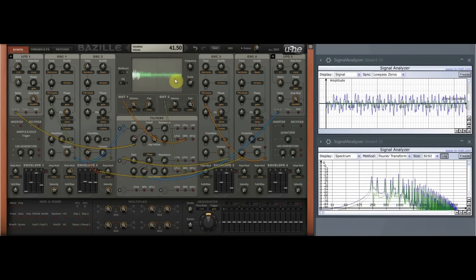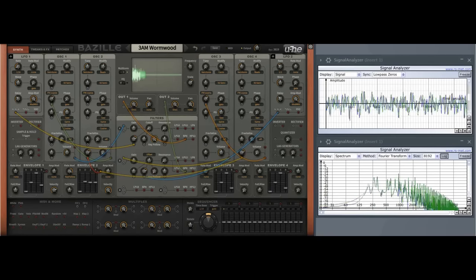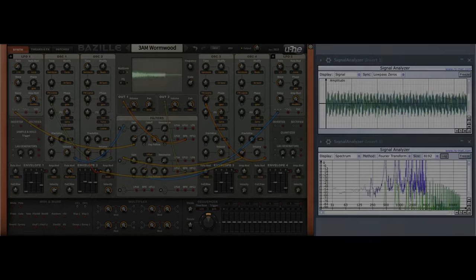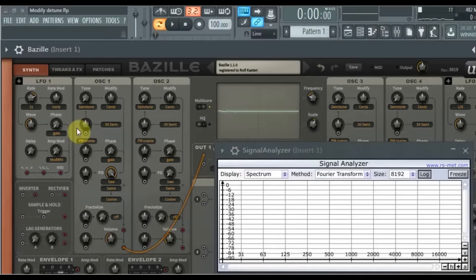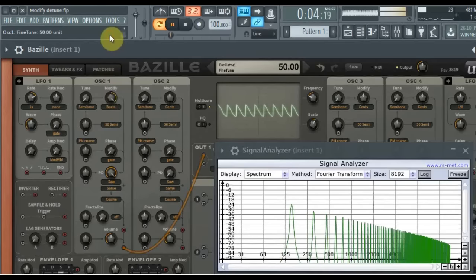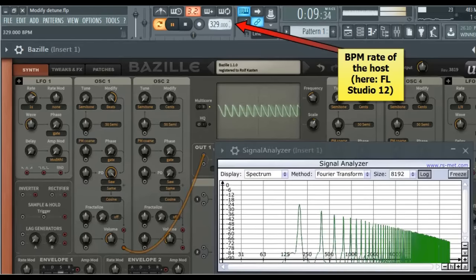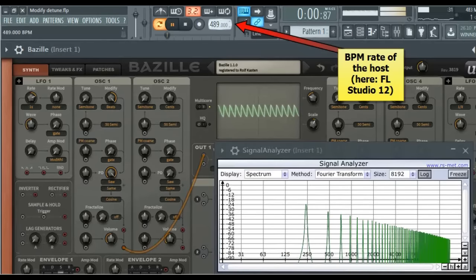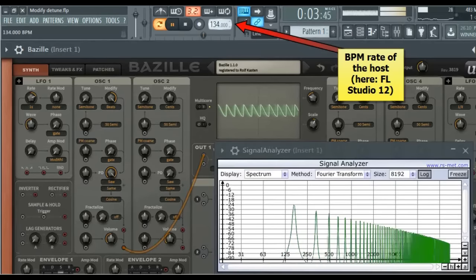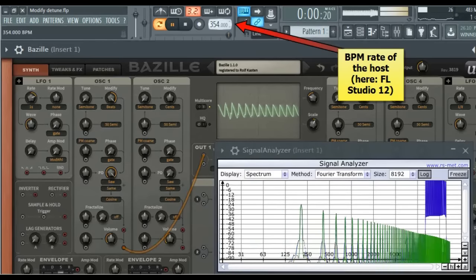The patch is complete now, but there are some details left, details worth to look at. First, the modify function in beat mode to detune an oscillator. I take a simple patch to demonstrate. The beat mode synchronizes the modification of the oscillator's pitch to the BPM rate of the host. The higher the BPM rate of the host, the more the oscillator gets detuned at certain modify adjustments.